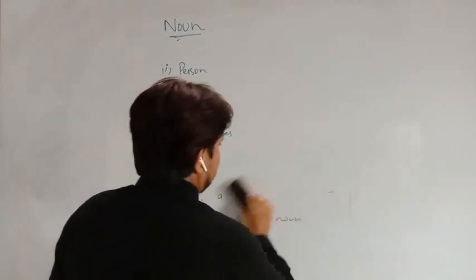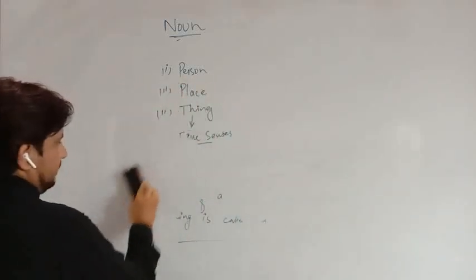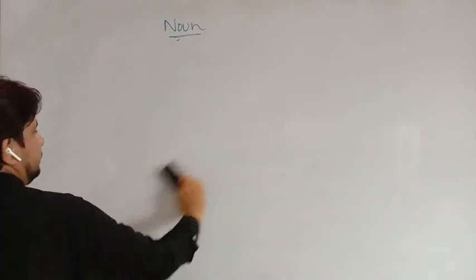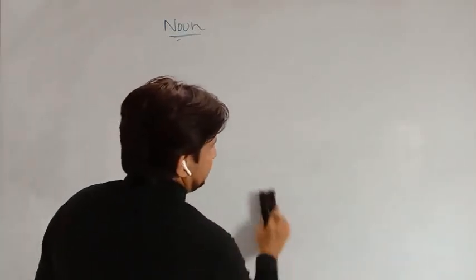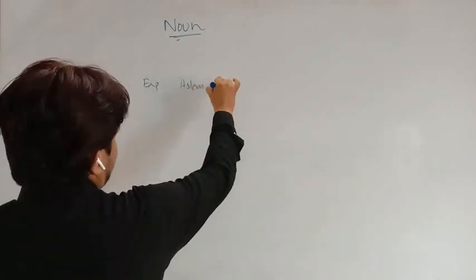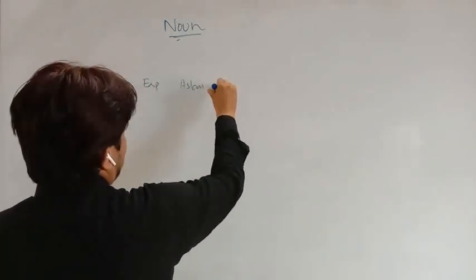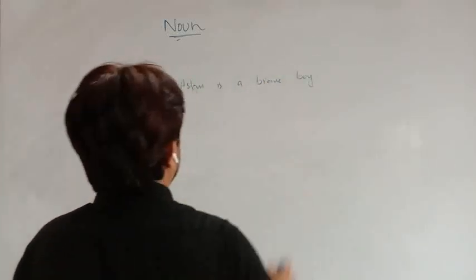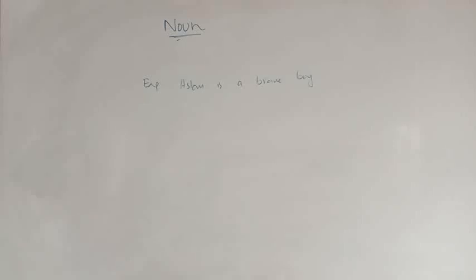I hope you have taken a screenshot of it. So I am going to erase it, and after that I am going to talk further about this topic with the help of some examples. Let's see. Number 1: Aslam is a brave boy. Aslam is a brave boy.